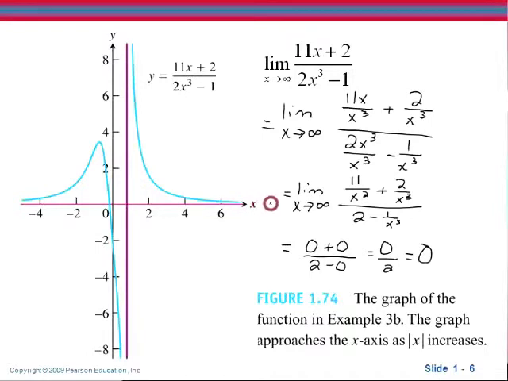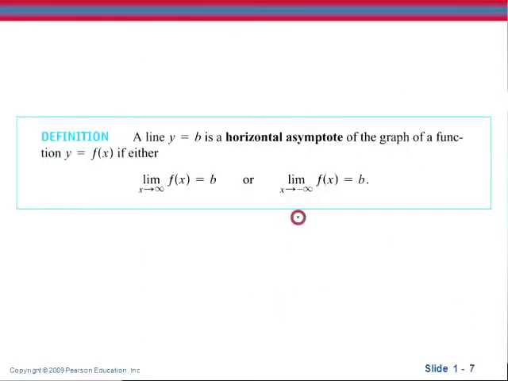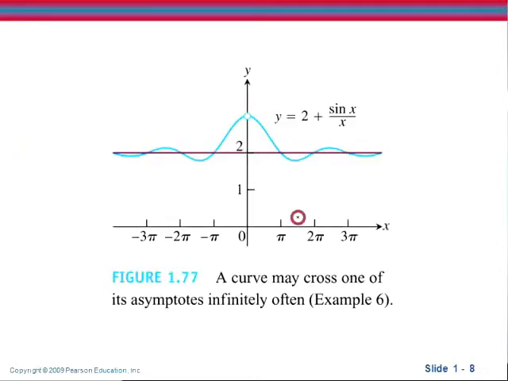Now these lines where our graph tends to almost flatten off, or get closer and closer to as we go out towards negative infinity and positive infinity, we call those horizontal asymptotes. Remember, a line y equals b is a horizontal asymptote of the graph of a function f of x if either the limit as x approaches infinity or negative infinity of f of x is b. And so that's what happened with each of the previous examples. As our x approached infinity, our graph approached a finite number.